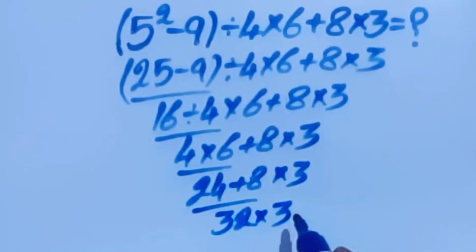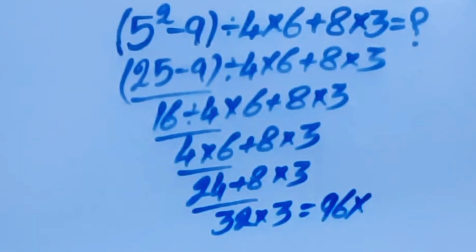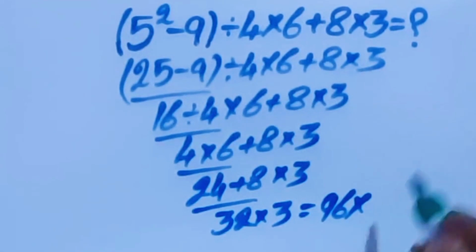Here 32 times 3 is 96. As per this order of operation, this 96 is the wrong answer.